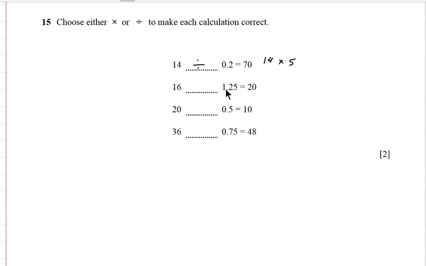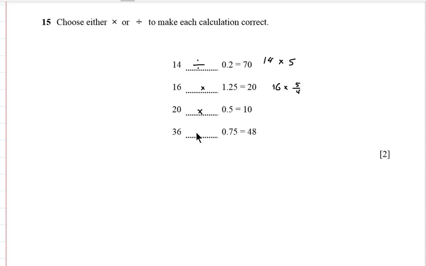16 and we have here 1.25. 1.25 can be written as 5 over 4. So 16 and here 5 over 4. Of course it will be multiplying because 16 over 4 is 4 times 5 is 20. So it's times. And here 20, half, of course, also times, because half of 20 is 10.